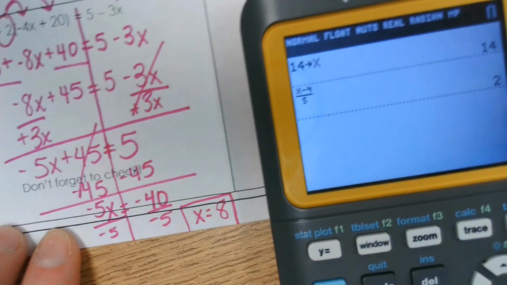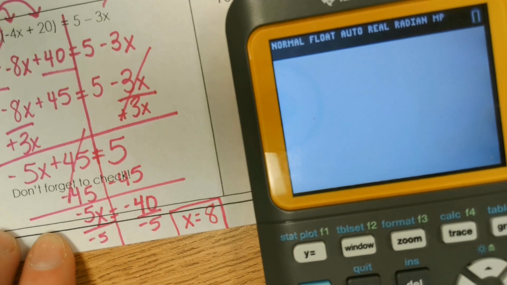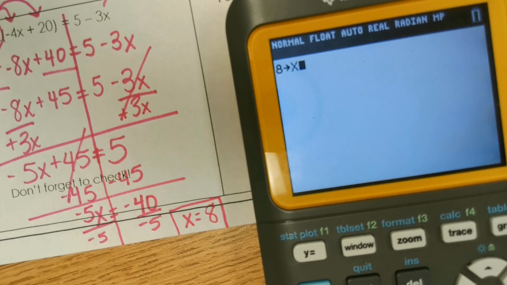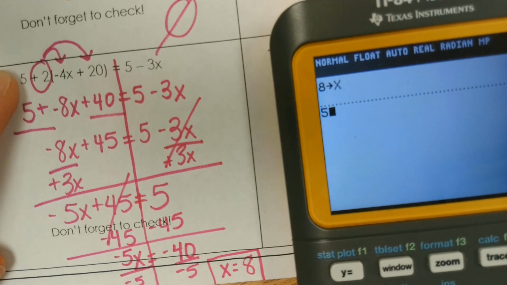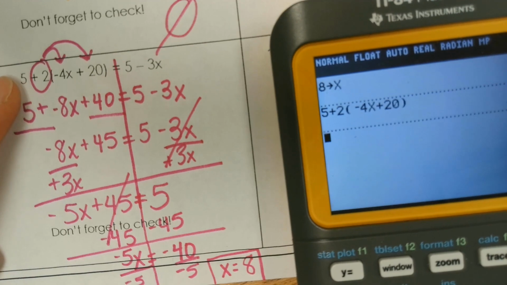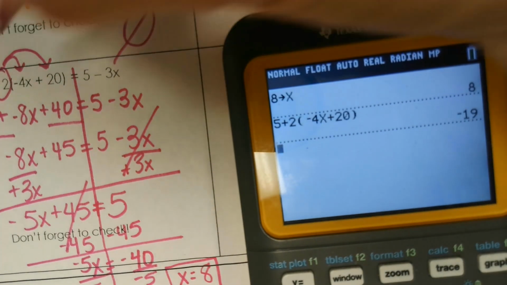Then we're going to check our work. So let's review how to check our work. We're going to store in the 8. Then we're going to find out what the left side is. So 8, store x. Then do the left side: 5 plus 2, parentheses, negative 4x plus 20. So you store the number, then you type in the left side, and it equals negative 19.